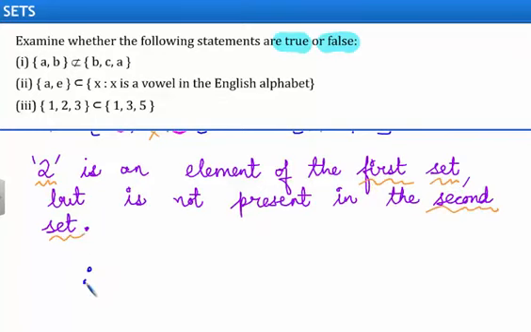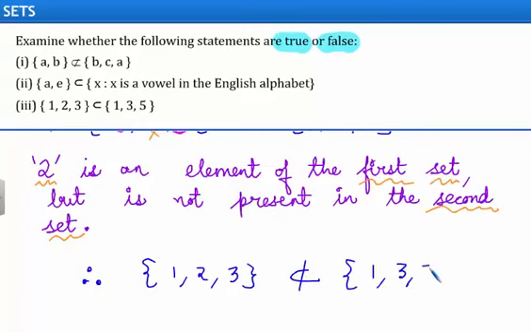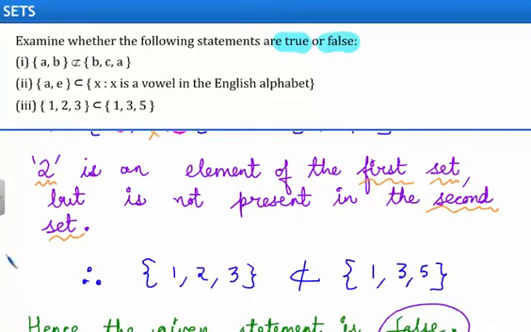So we can say 2 is an element of the first set but is not present in the second set. Therefore, the first set containing the elements 1, 2 and 3 is not a subset of the second set containing the elements 1, 3 and 5. Hence, we can say that the given statement is false. So with this we come to the end of the solution of this question.